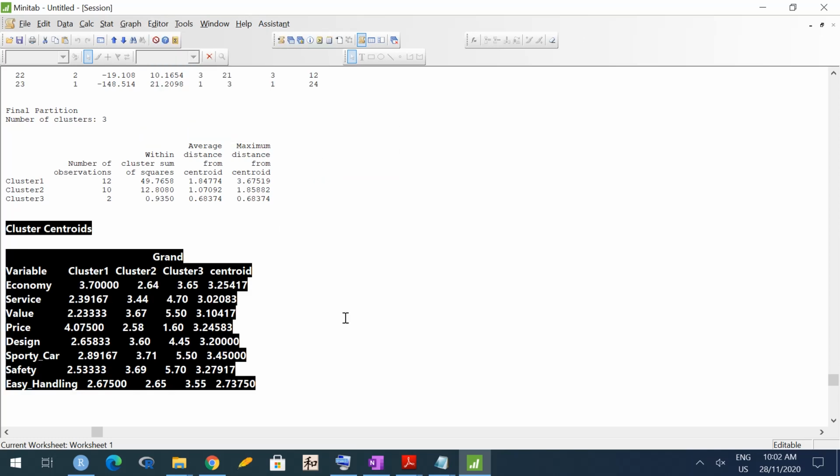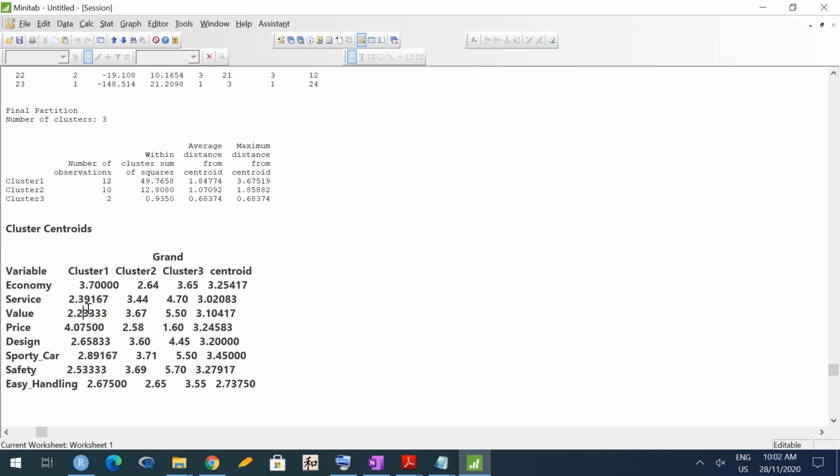Okay, it gets distorted, but you can figure out what columns are what. So in cluster 1, price wise, cluster 1 is towards the higher side, bad price. And economy service, so 1 to 6, and this is the overall centroid. Centroid means the overall average of the data. So you can see that cluster 1 and cluster 3 economy wise are worse than average. Cluster 2 is better than average.